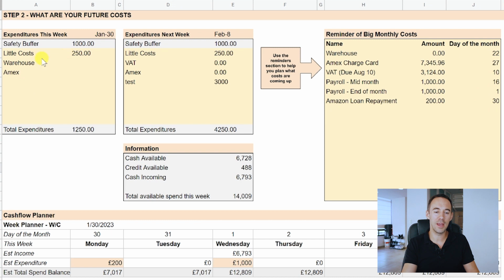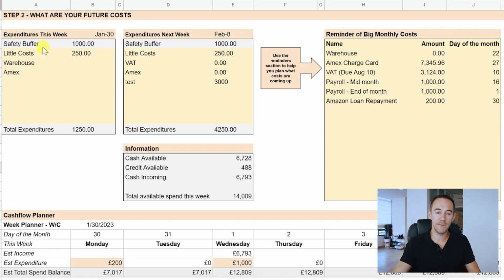I'm then going to come over to here. Now, the one thing you might notice, the color yellow basically means this is where you fill out stuff. So if you ever see yellow, that's what you edit. Now in this section here, I'm going to look at the expenses for this week and the expenses for next week. We do this cash flow sheet every week, but also we're forecasting what we're going to spend this week and also making sure we can cover our bills for next week as well.